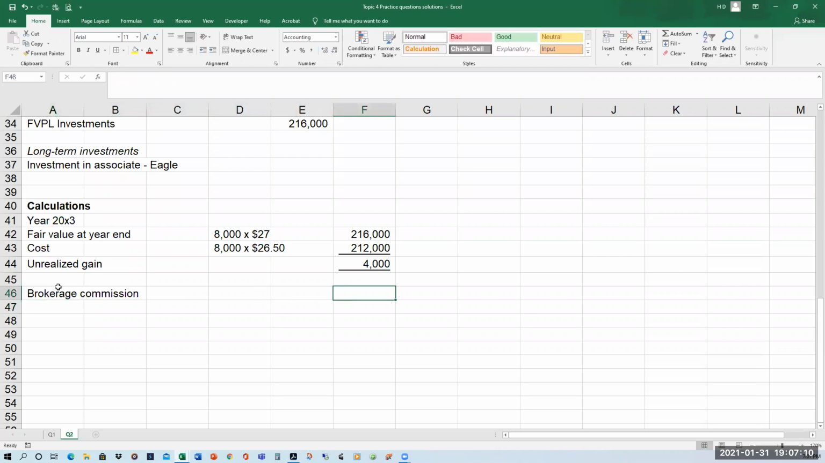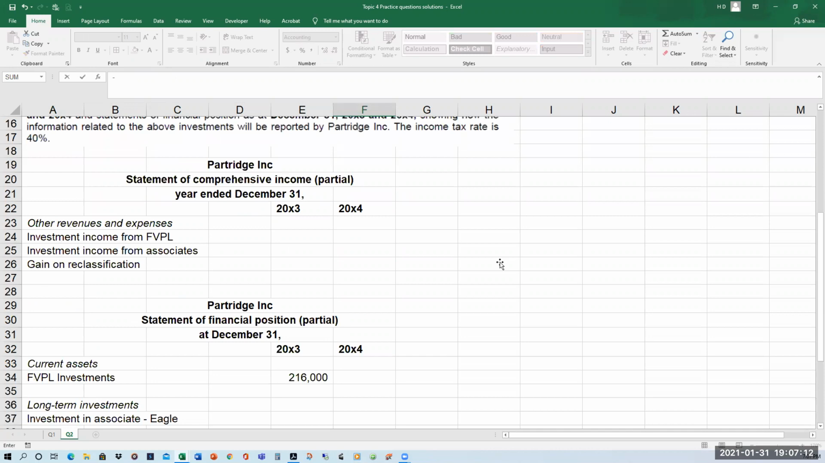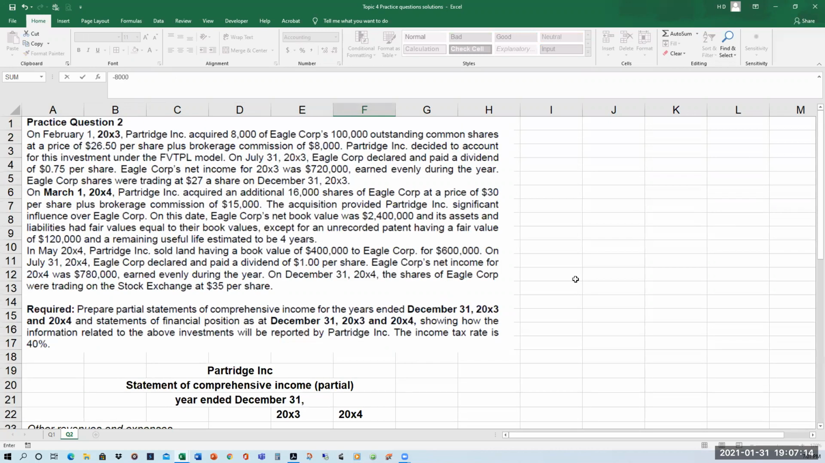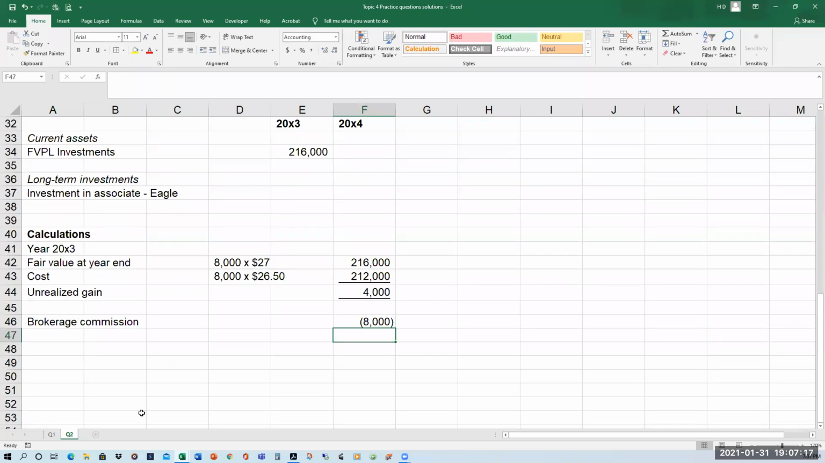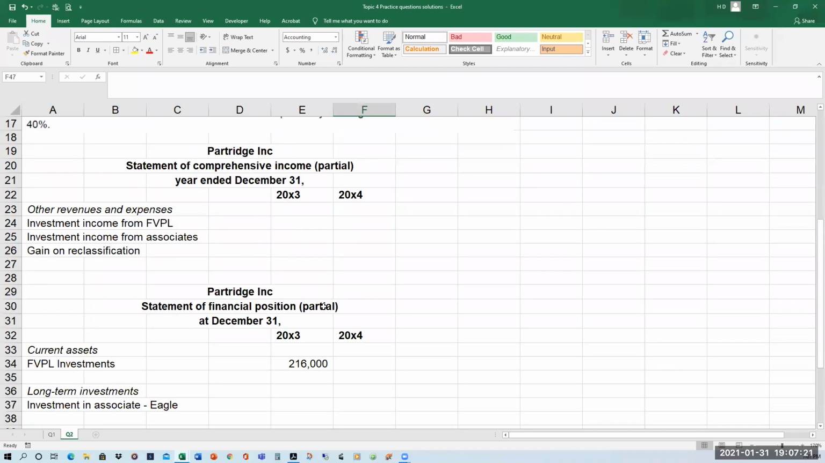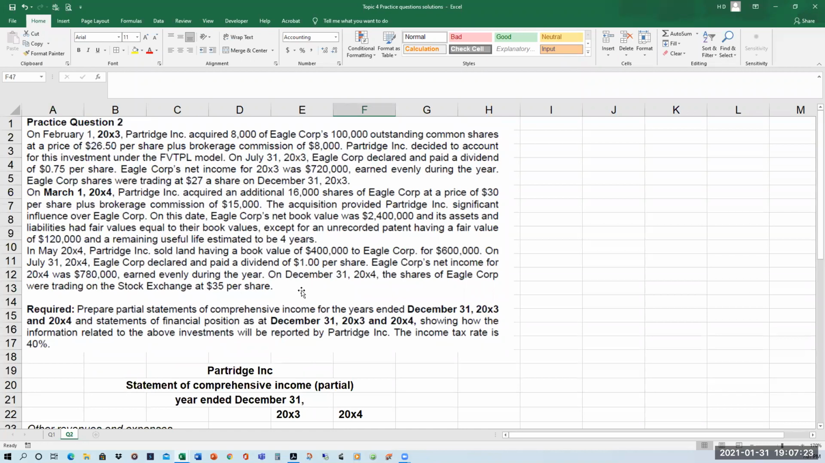Brokerage commission expensed. It was $1,000. And the other thing that we'd have to take into account is the dividends. So on the 8,000 shares, we got a dividend of 75 cents a share on July 31st.